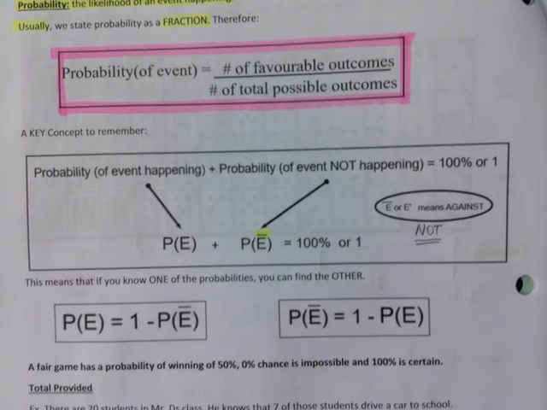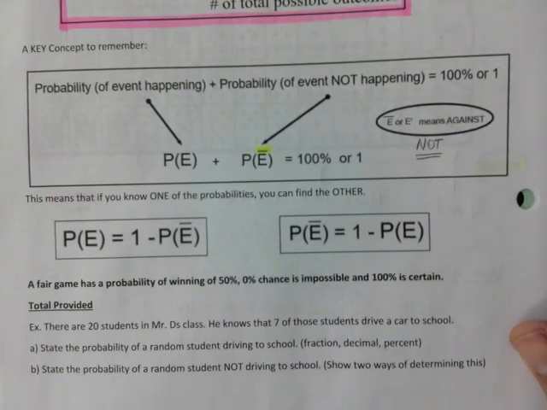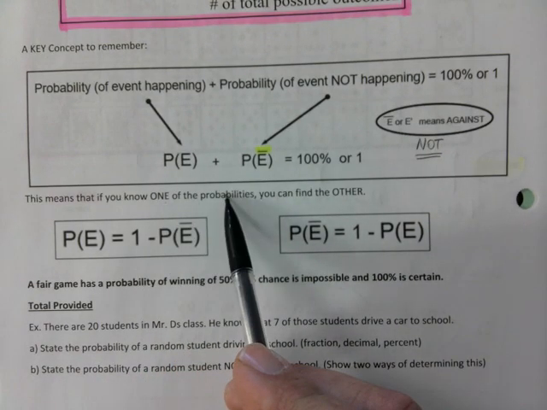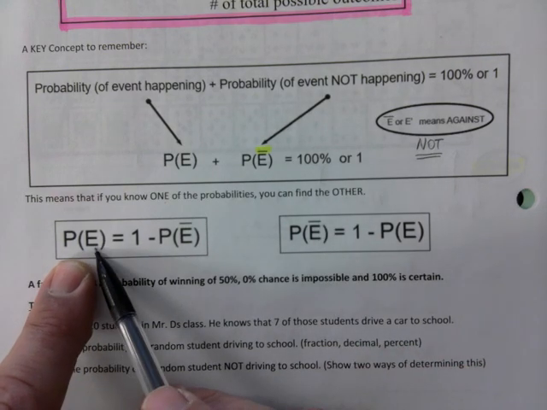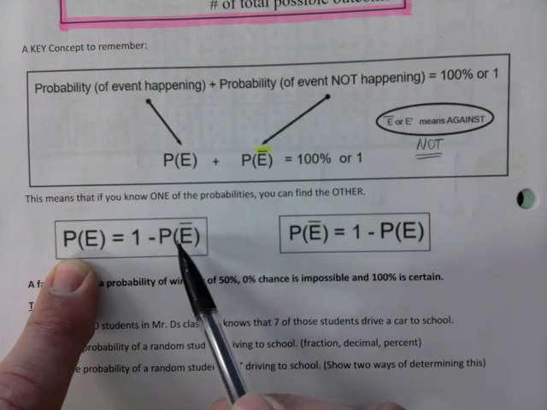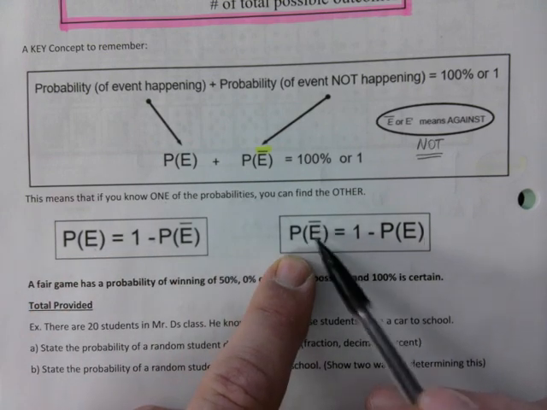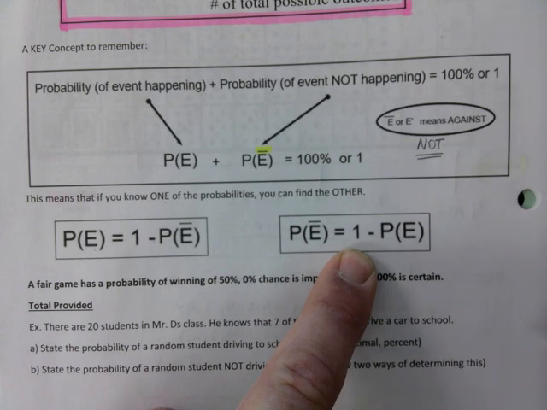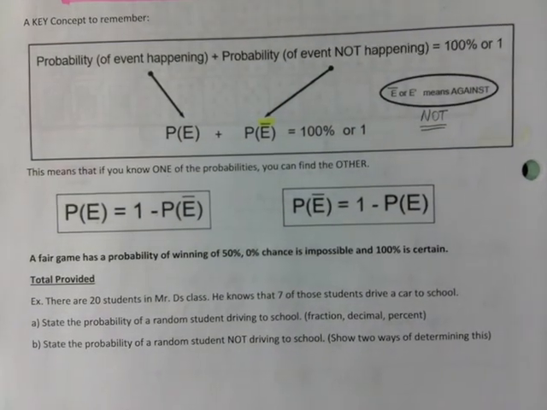Why is that helpful? Remember the supplementary angles? Supplementary, if you know one, you know the other. Same idea here, right? That means that if you know one of the probabilities, you can find the other. So the probability of an event happening would be 1 minus the probability of it not happening. And right now this might be gibberish to you, and that's fine. The probability of something not happening, you just take 1 or 100% and take away the probability of something happening, and you get your answer that way. It comes in handy sometime. Okay, next.